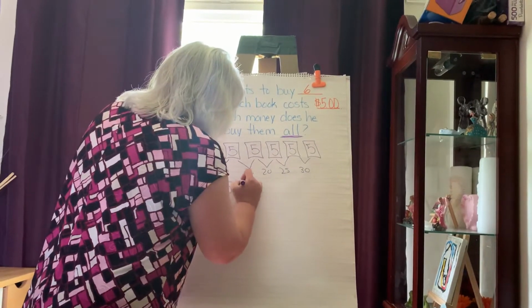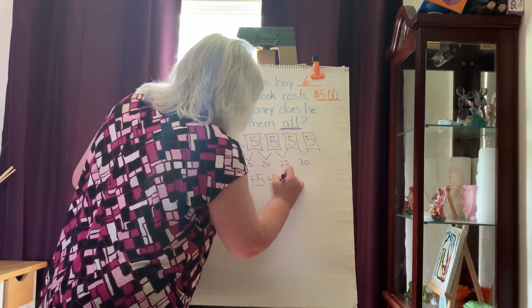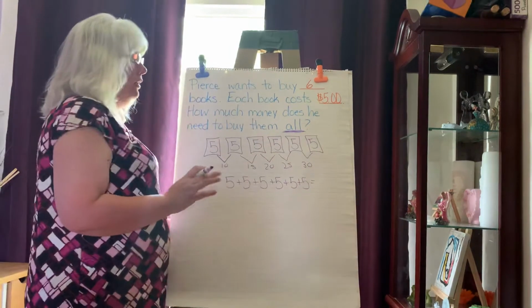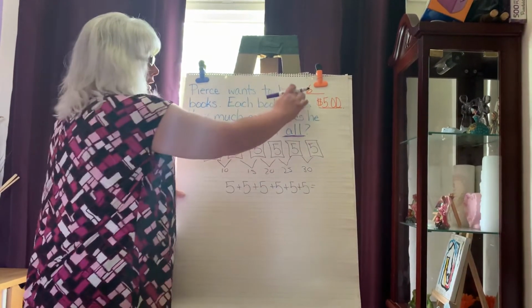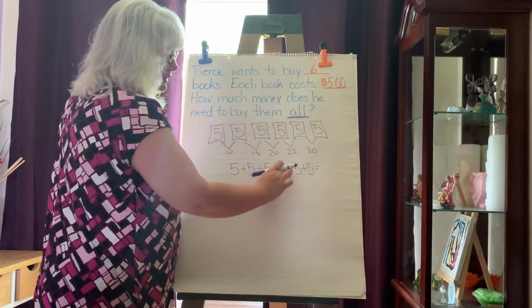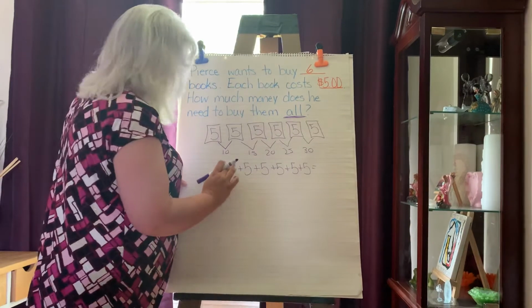5 plus 5 plus 5 plus 5 plus 5 plus 5 equals. Now, we wrote $5 because that's the cost of each book, $5. We wrote it 6 times because that's the amount of books they want to buy.